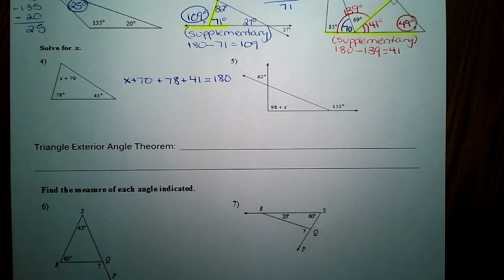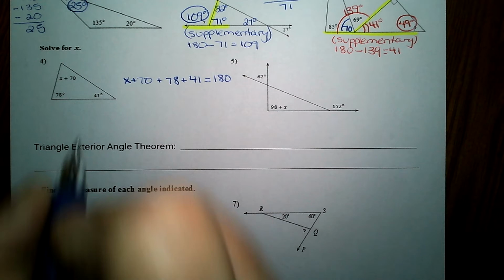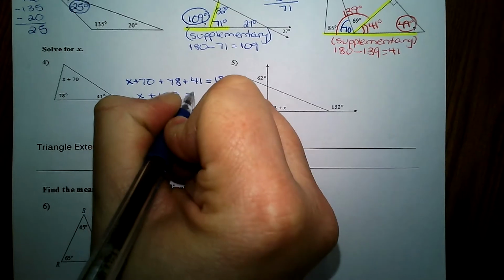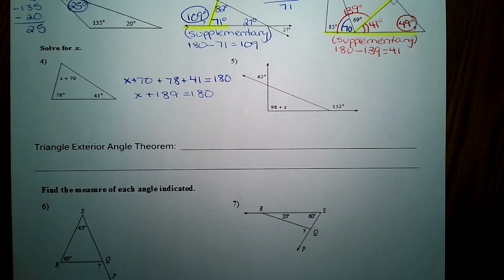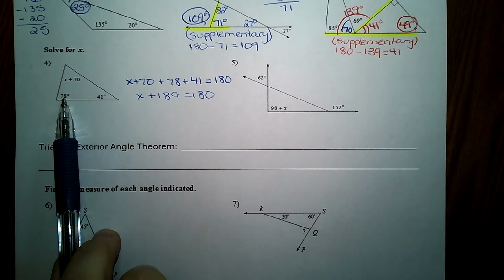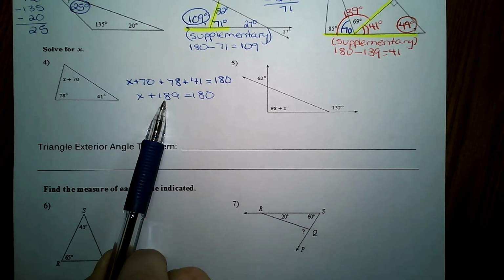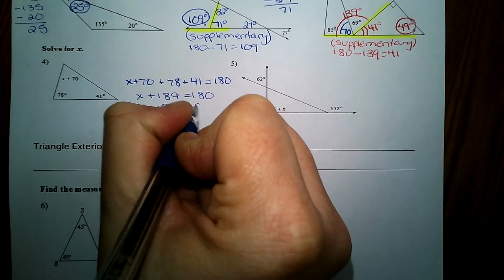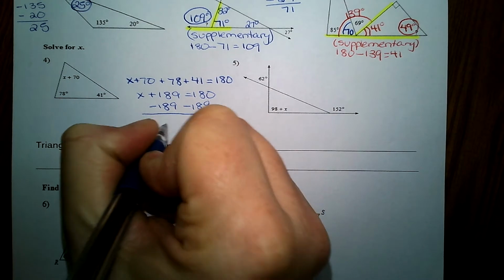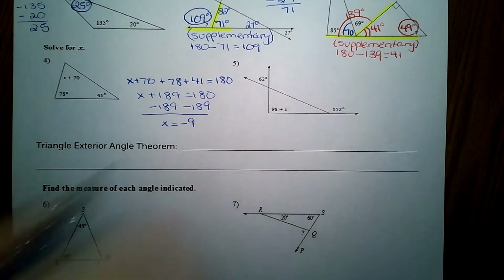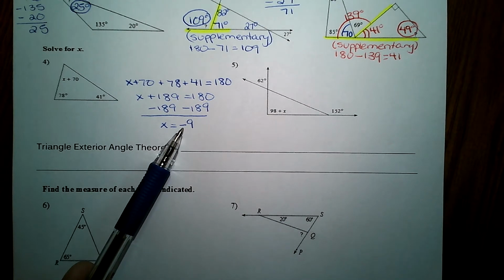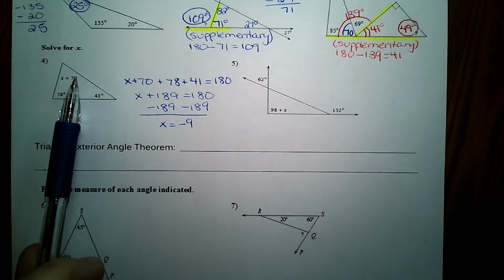Well, first things first, let me combine like terms. 70 plus 78 plus 41 is 189. So to solve for x, I can subtract 189 from both sides. And x equals -9.